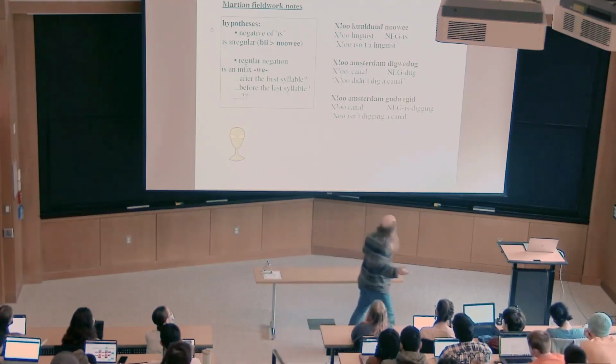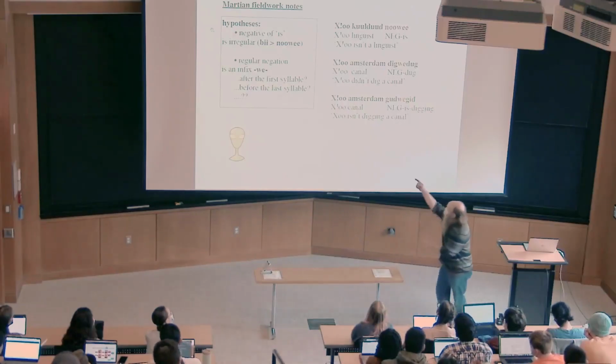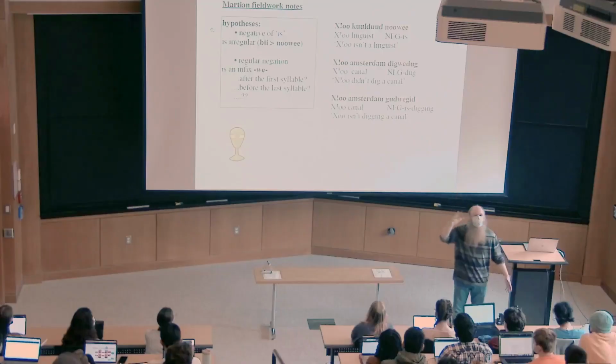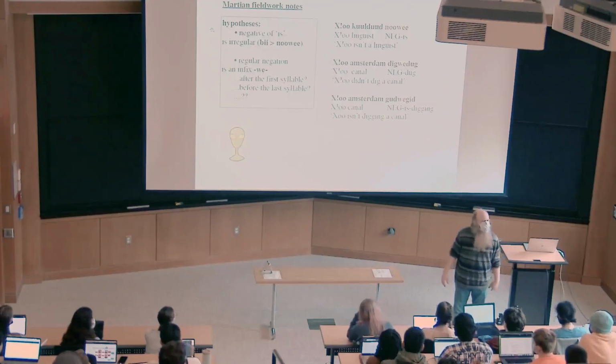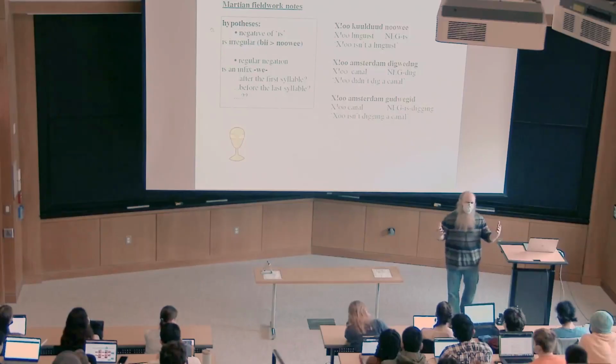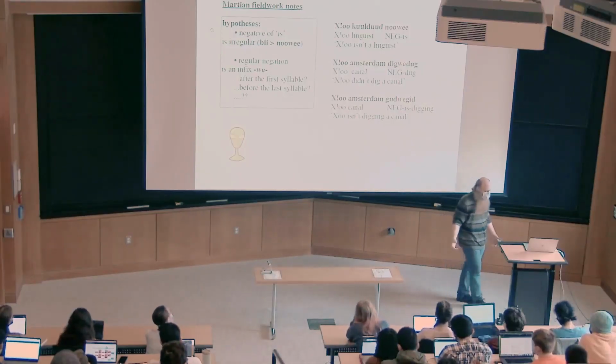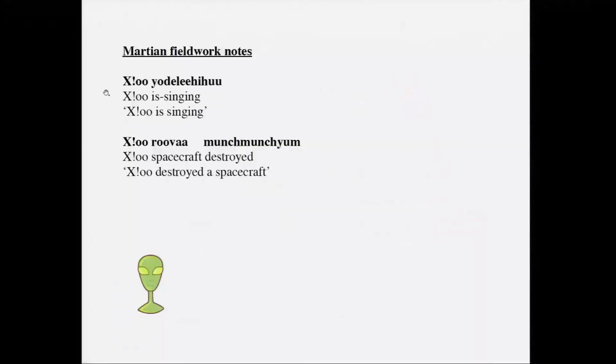So what we need to do is find more words. How, for example, are we going to distinguish the two hypotheses that I have on the board here? So after the first syllable or before the last syllable? Yeah, I want to get a longer word, right? So if we have a longer word, we'll be able to find out what that is. And this was your point too. If we have a word where one syllable is really long and another syllable is really short, maybe we can learn something by doing that. So get some more words.